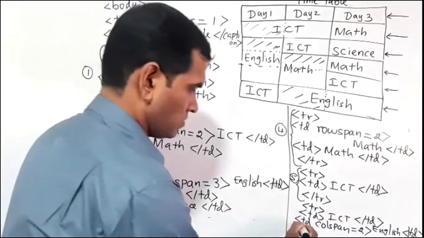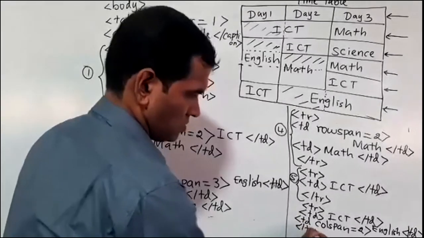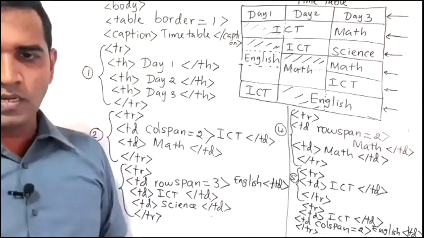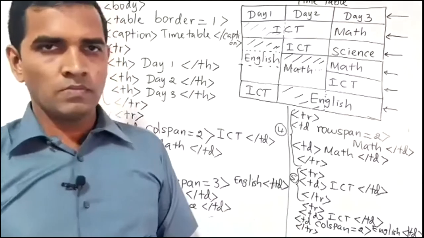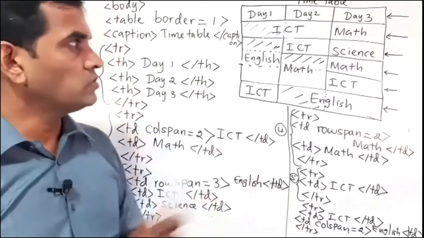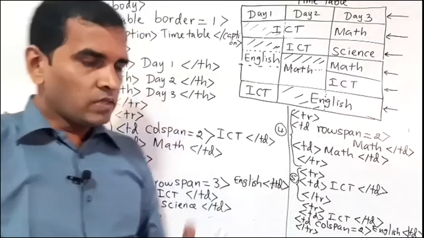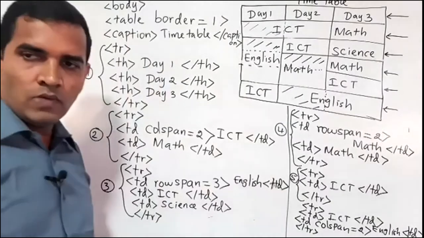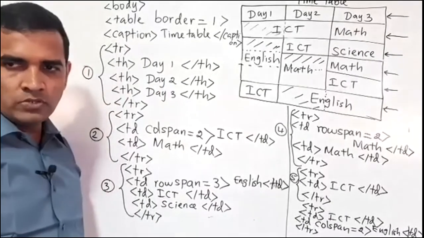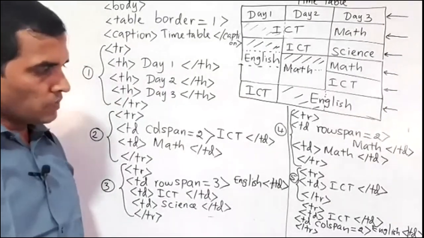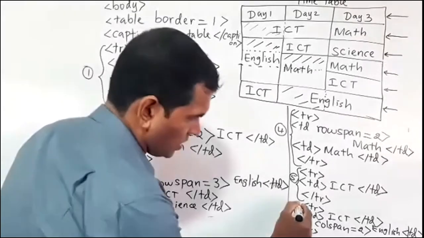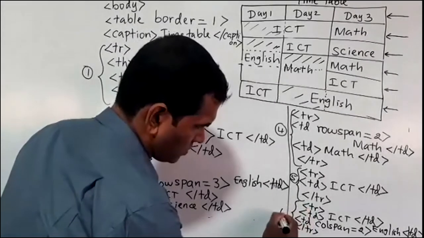Finally, close the TR and then close the table. Finally, the table has to be closed. Check the table and the output, and if you have any question, ask me. If you are unable to understand anything, ask me. This portion belongs to the last row, the 6th row.